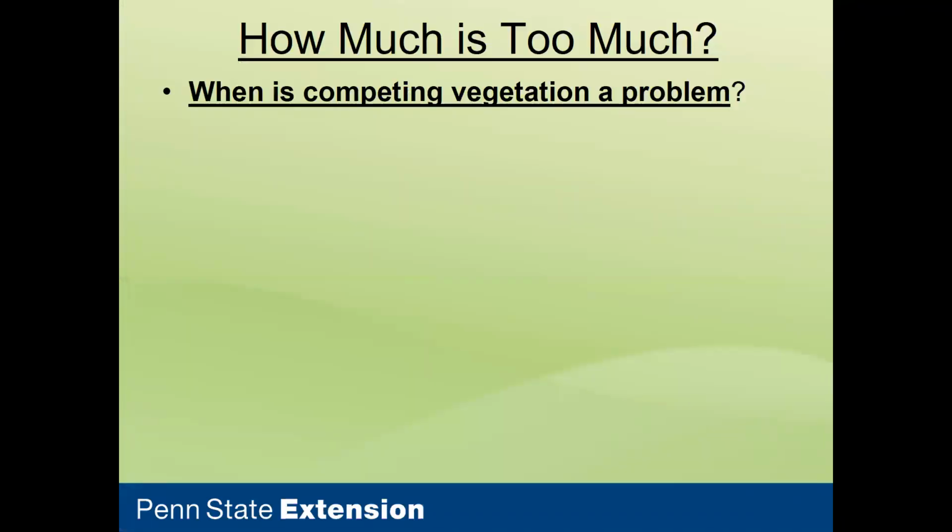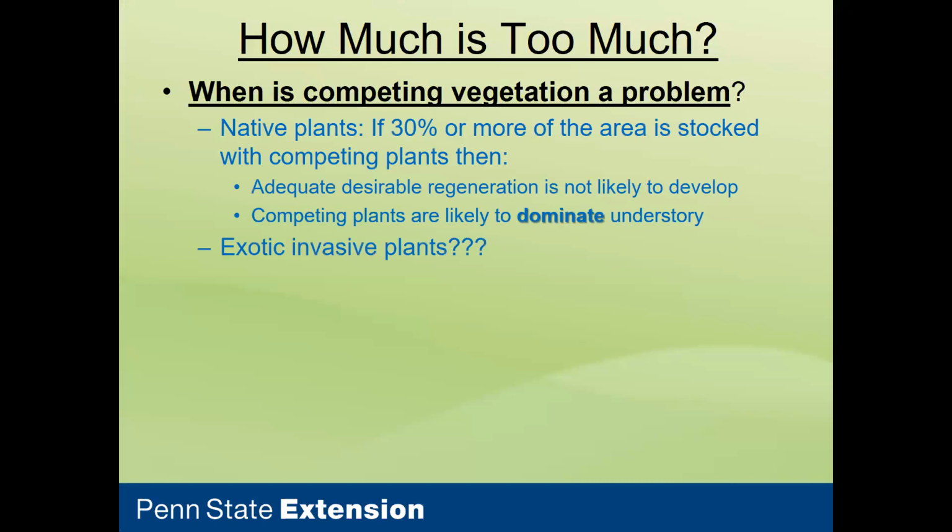So how much is too much? So when is competing vegetation a problem? These are some guidelines that I'll share with you from the U.S. Forest Service work that was done primarily in Allegheny hardwood stands, but I think it applies across most forest types. With native plants, if 30% or more of the area is stocked with competing plants, then adequate desirable regeneration is not likely to develop, and competing plants are likely to dominate the understory following a harvest.